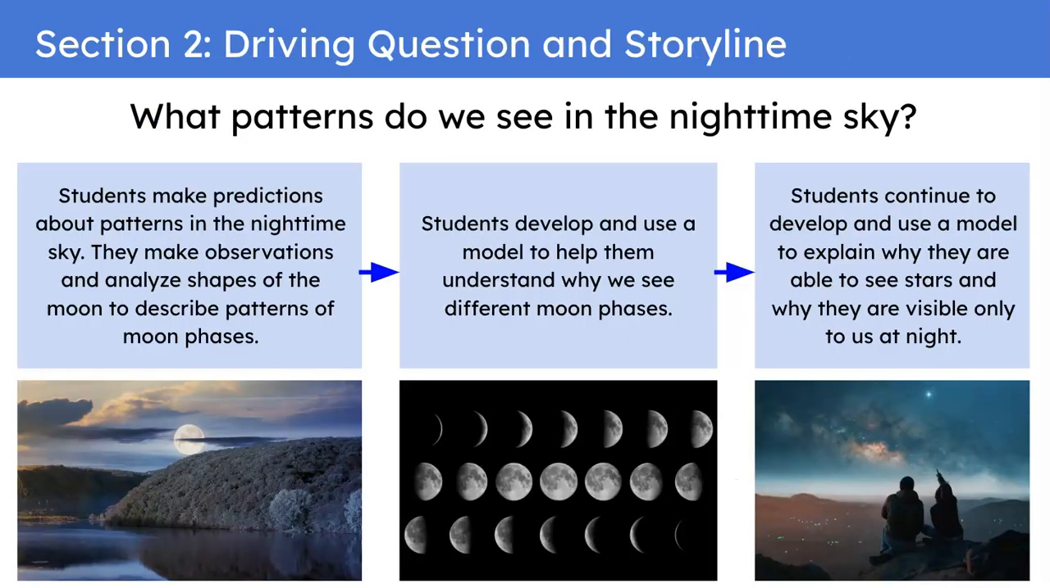The driving question for Section 2 is, what patterns do we see in the nighttime sky? In this section, students connect to the anchoring phenomenon by making observations of the moon and analyzing their data for patterns. They develop and use a model to understand the source of so-called moonlight and why we observe a pattern of moon phases. Students then observe stars in the night sky and use evidence to construct explanations about why we see stars and why we see them only at night.